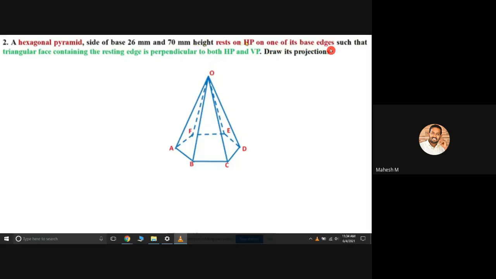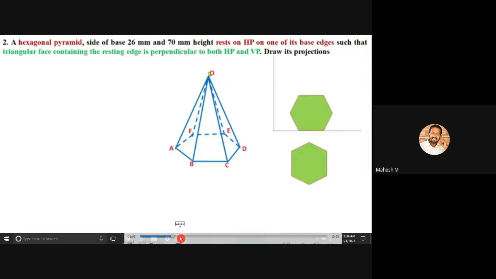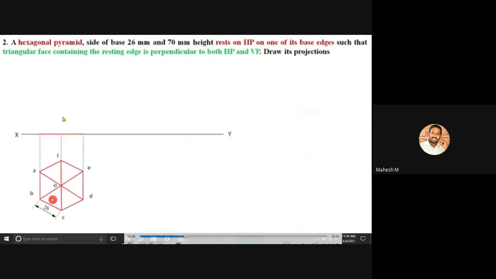So what you have to do, you have to create your first diagram with edge hexagon. So this word is mentioning about that, and such that triangular face containing the resting edge is perpendicular to both HP and BP. So it is totally different. So this condition is totally different. That means initially you have to create edge hexagon. Okay, similar to our seventh problem.